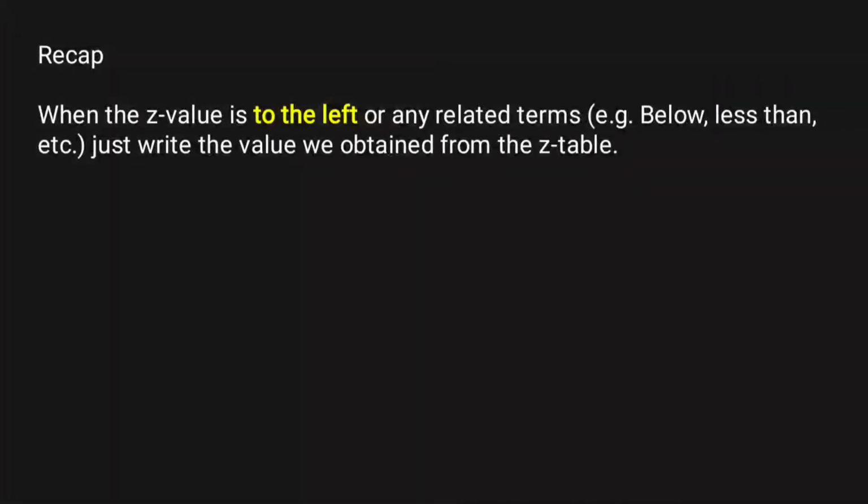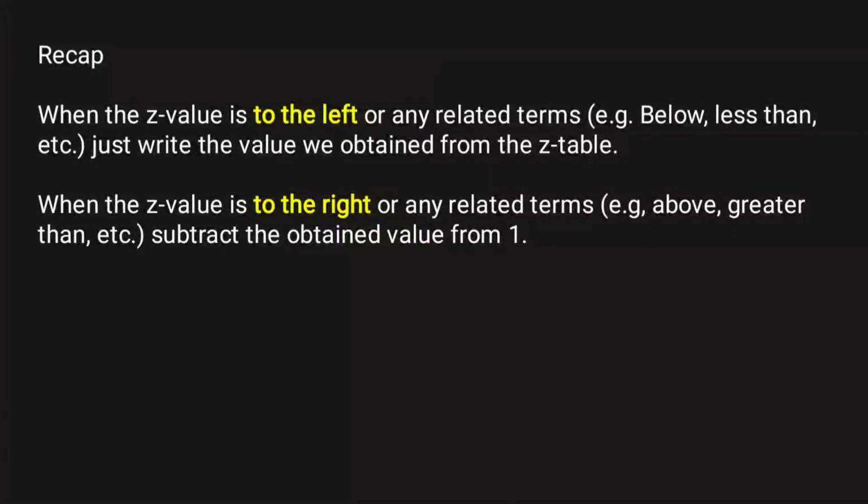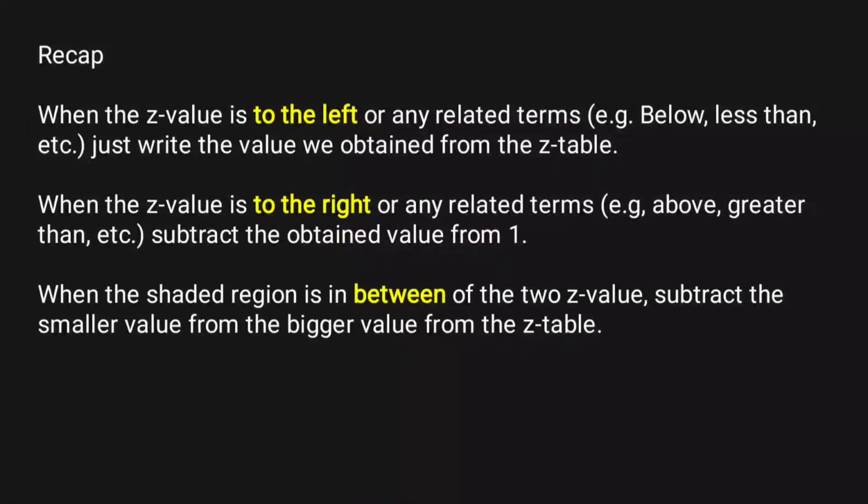Okay, so recap lang natin. So ito yung summary. So when the z value is to the left or any related terms, so example, below, less than, to the left, or not greater than, so just write the value we obtained from the z value. Okay, so kapag to the left, kung ano yung nasa table, yun na yung value niya. Then when the z value is to the right or any related terms, above, greater than, etc., subtract the obtained value from 1. And then last, when the shaded region is in between of the two z value, subtract the smaller value from the bigger value from the z table.